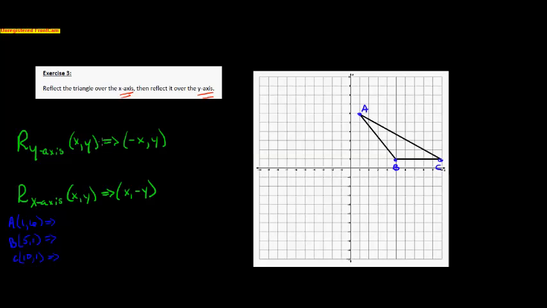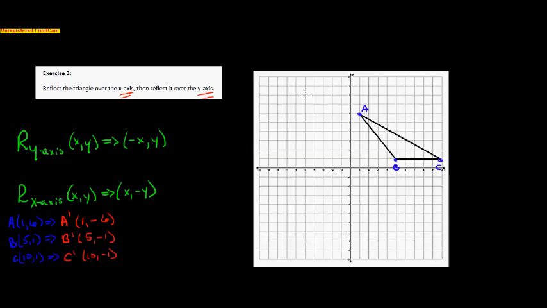First, I'm going to reflect over the x-axis, which is this second one down here, which turns the y-coordinate to be the opposite. So this one's going to turn into 1, comma negative 6. B prime is going to be 5, comma negative 1. And C prime is going to be 10, comma negative 1.